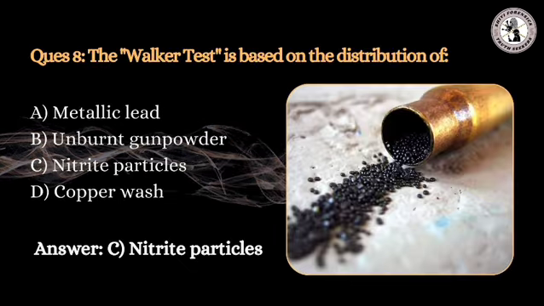Then finally we have the Walker test, which is similar to the Griess test. It analyzes nitrite distribution to help us reconstruct the crime scene and determine how far the shooter was from the target.